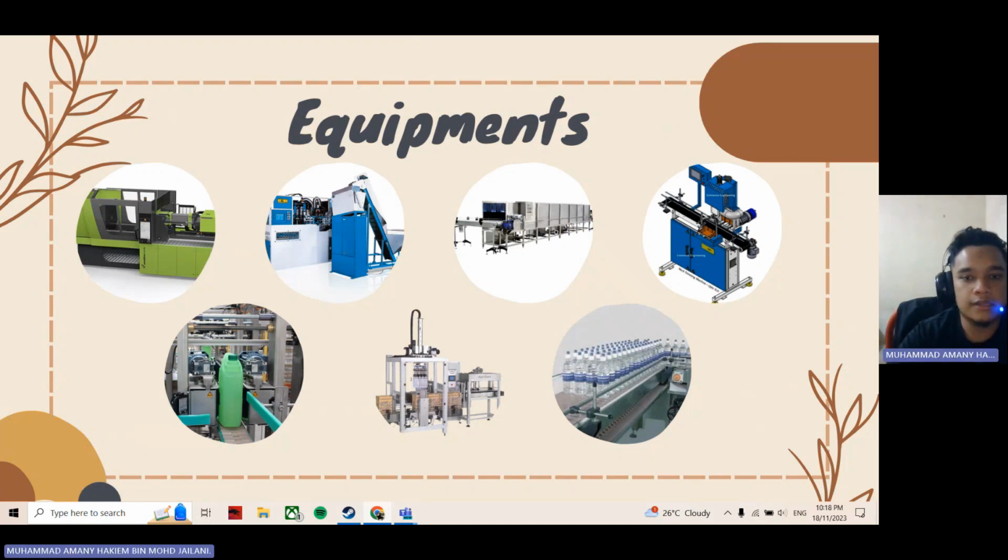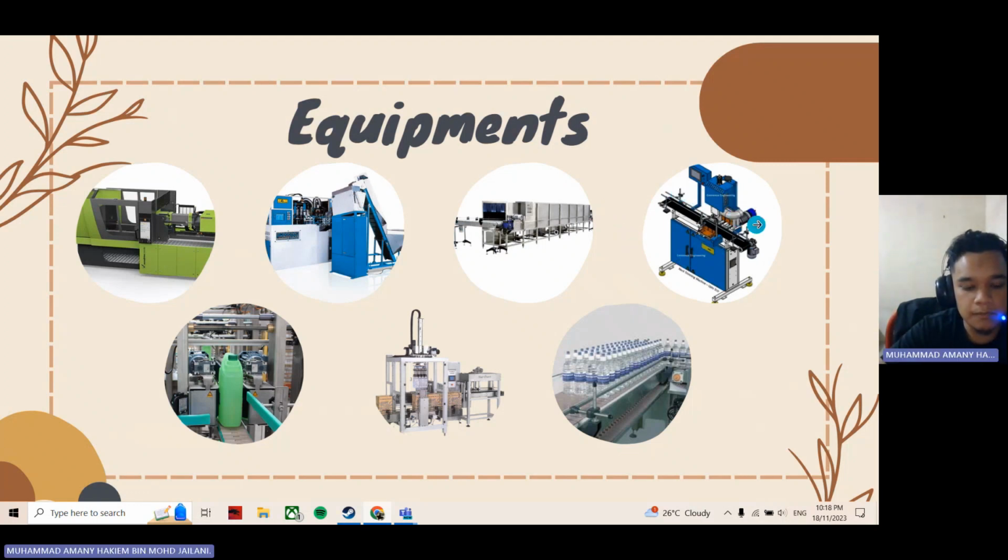For the third machine, we can call it the cooling units. The purpose is to cool down the newly formed bottles from the previous machines. The process is to ensure bottles maintain their shapes and structural integrity by cooling them down after shaping them from the previous equipment.